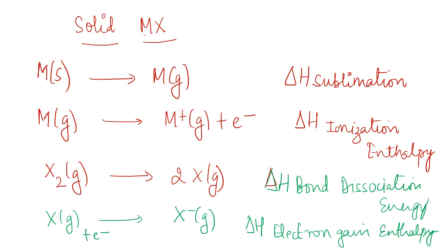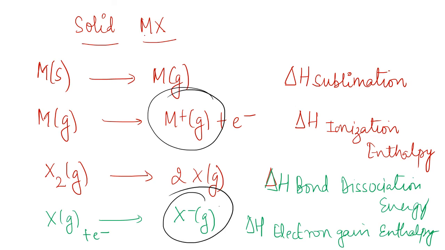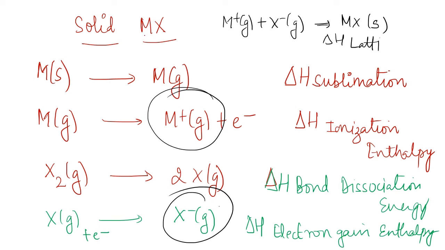Now they will react. This entity will combine with this. So Mg plus gas and X minus gas will form MX gas, or we can say MX solid. When we talk about MX solid, it's called lattice energy because a solid is forming. This is a little bit of basics. I'll talk about the chart which is called the Born-Haber cycle. So this is just the introduction of the Born-Haber cycle.